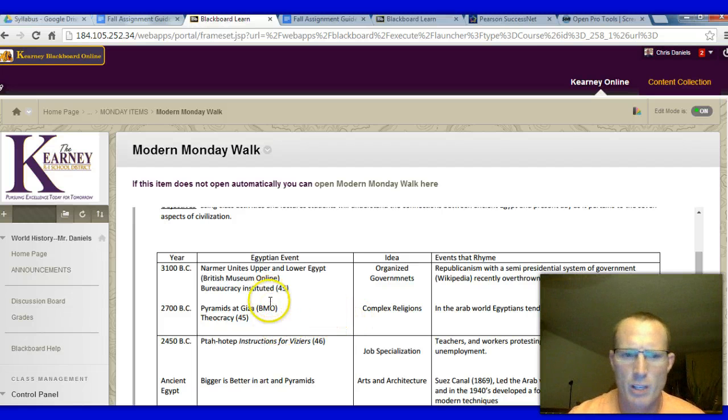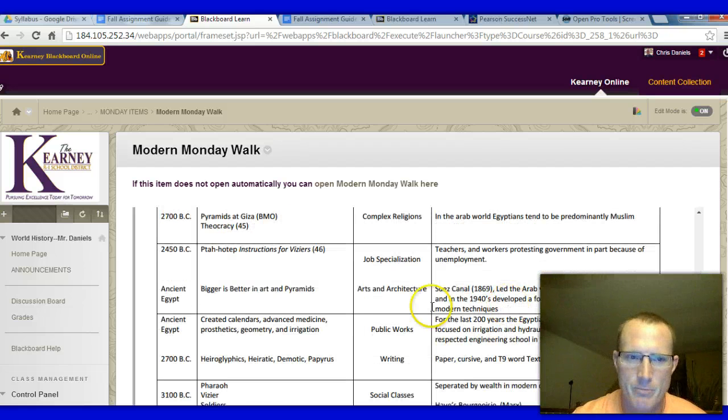And the pharaohs were the Ra incarnate, or most closely related to Ra, the sun god, or Re, as he's sometimes spelled, R-E. This is talking about complex religions. In the Arab world, Egyptians tend to be predominantly Muslim today. Again, a complex religion. In 2450 BC, Ptahhotep creates instructions for the viziers.